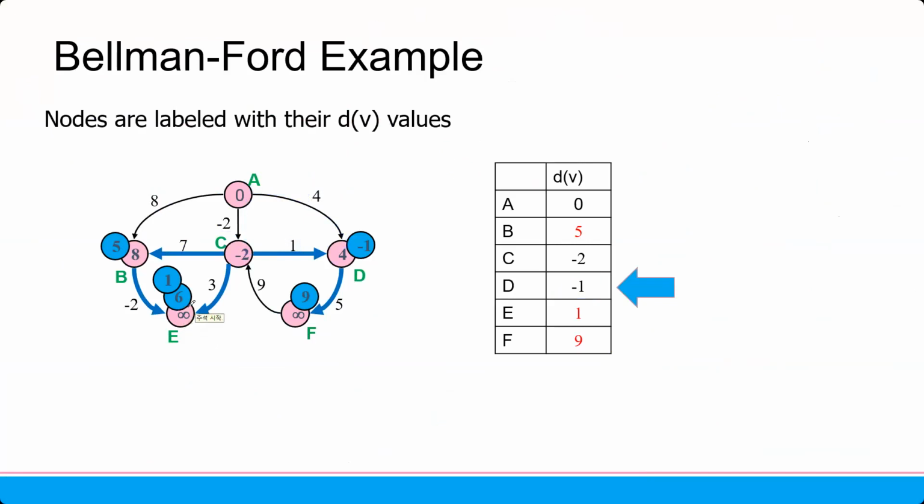And then we can go to E. So we have A to C, C to E. The original distance is infinite. Then we can update. If we go from A to C is minus 2, and then we have 3. Minus 2 plus 3 is 1. And then we want to check F. For F, we can have the distance from A to C, and originally we still do not know that we have the shortest path here. So we can use A to D, which is 4. We have the edge from D to F, which is 5. Then originally it is 9.